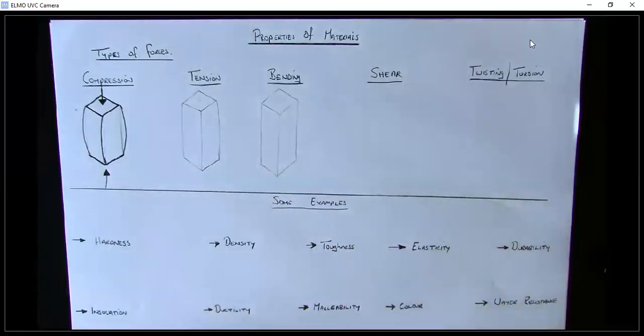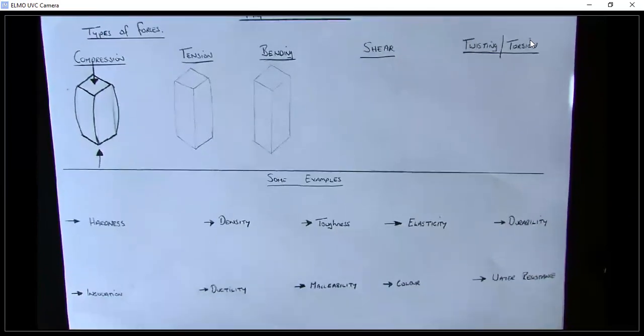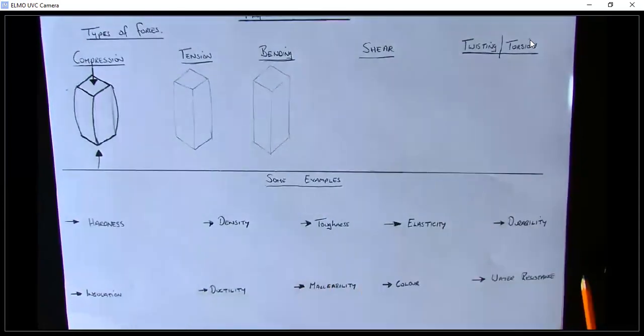The second section that we're going to be having a look at is examples of materials which are good under certain circumstances. So we'll say hardness, density, toughness. These are properties of materials which influence our decision to pick wood in a certain situation, possibly metal in a different situation, and plastics in a different situation. This is really important because you don't want to be using wood in an environment where it's not suitable.